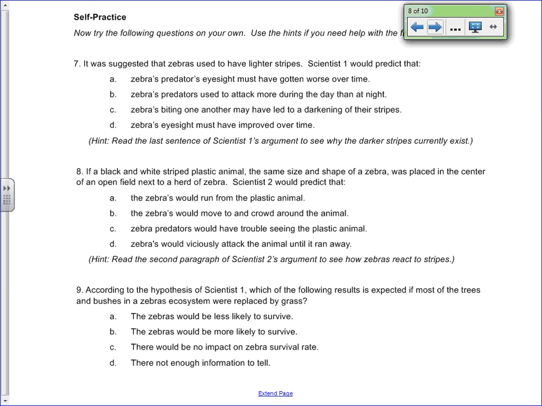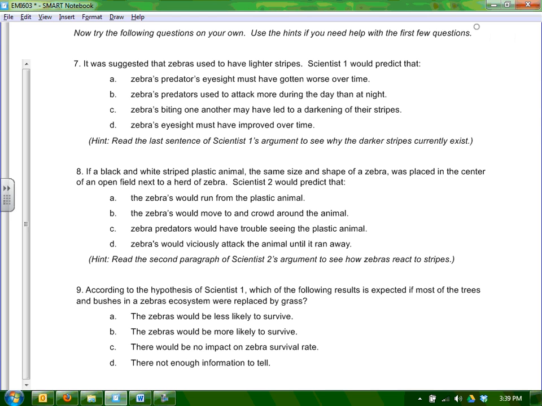All right, what you want to do right now is take a look at questions 7, 8, and 9. You want to press pause right now and make sure that you answer questions 7, 8, and 9. There are hints included for questions 7 and 8 to make sure that you can get the right answer. Once you've found the answer for questions 7, 8, and 9, you want to press play again and we'll go through the answers. Good luck.